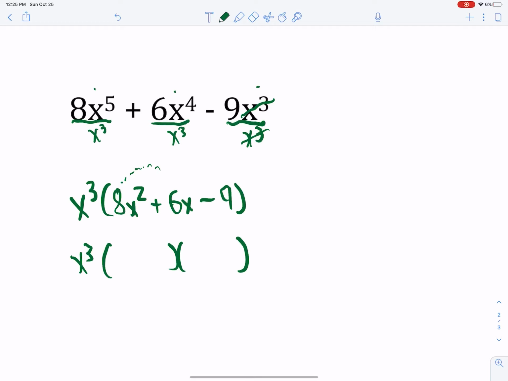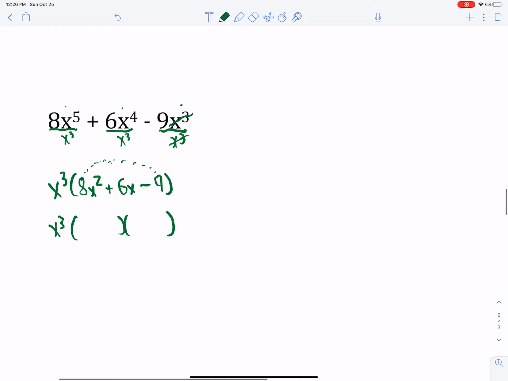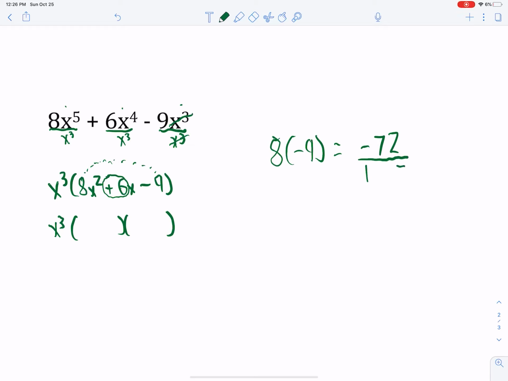To do that, let's use our process. We multiply the first number times the last number. So 8 times negative 9, we would have negative 72. Now we need to figure out what we can multiply to be negative 72 that adds up to a positive 6. So let's see, 1 times 72 doesn't help. Remember, we do have a negative here, so we know we're going to need one of our numbers to be negative. But even if one of those was negative, it's not going to add up to 6.